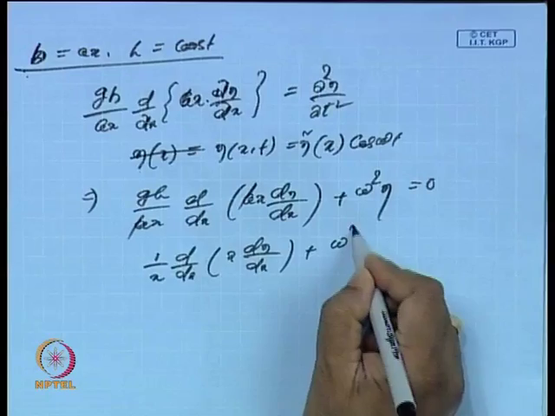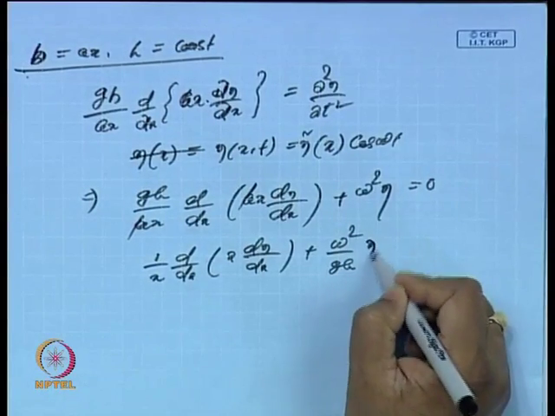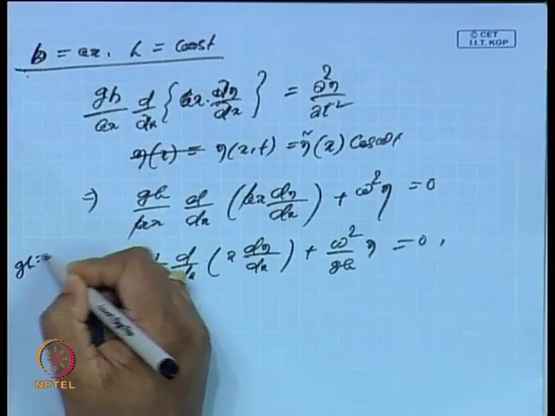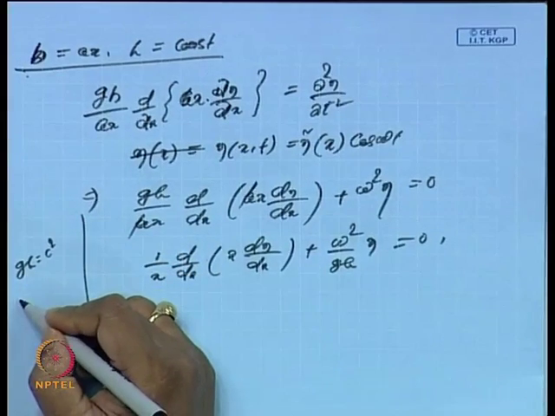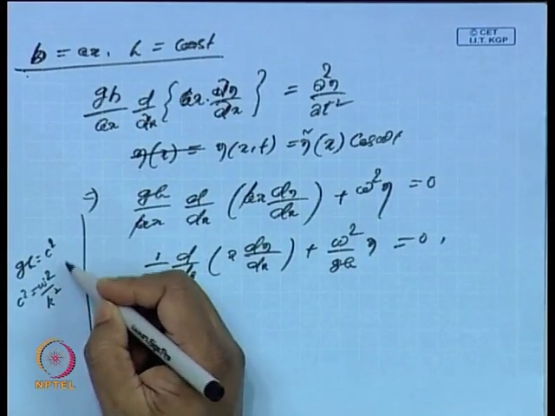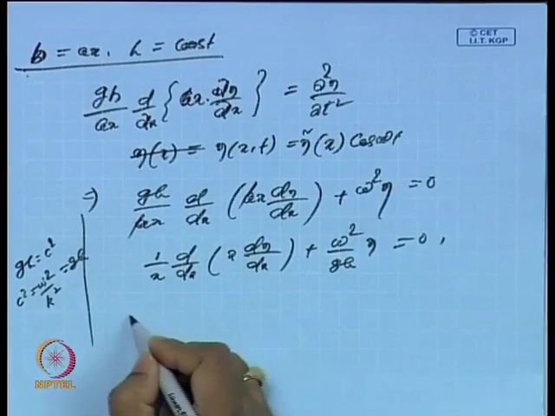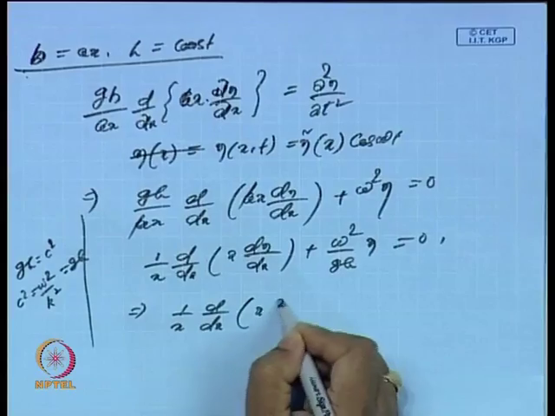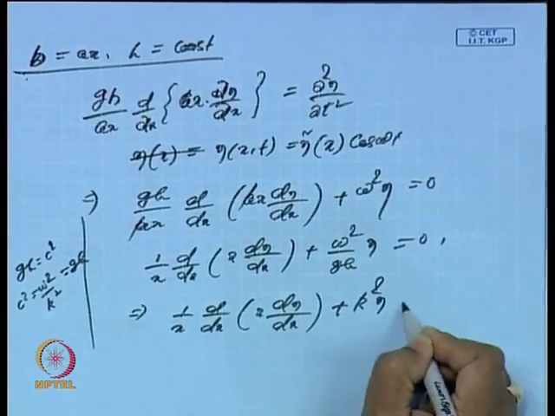plus omega square by g h, where g h is c square, equal to 0. We have c square is nothing but omega square by k square, and that is g h. So, omega square by g h is the same as k square. So, it gives me 1 by x d by dx of x into d eta by dx plus k square eta is 0.